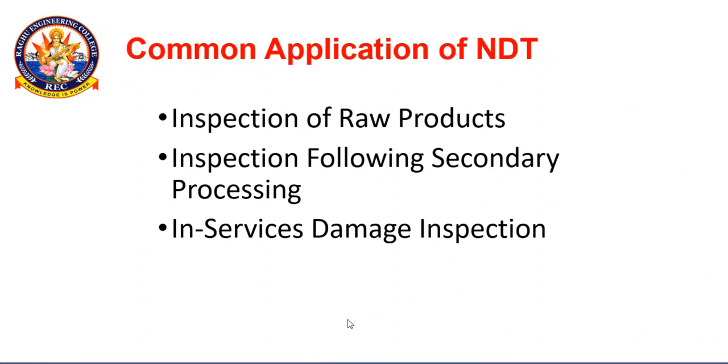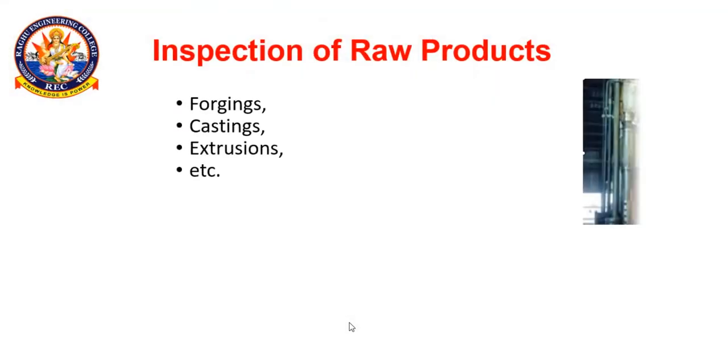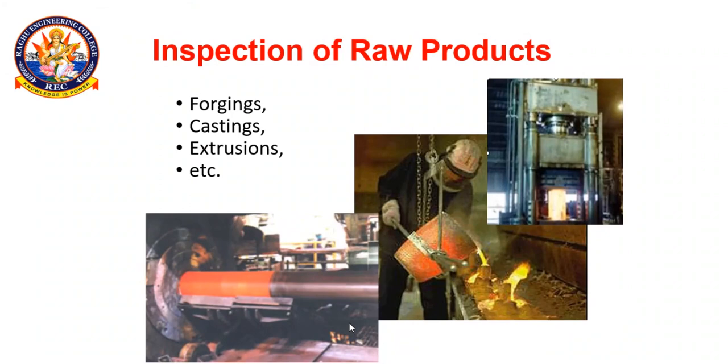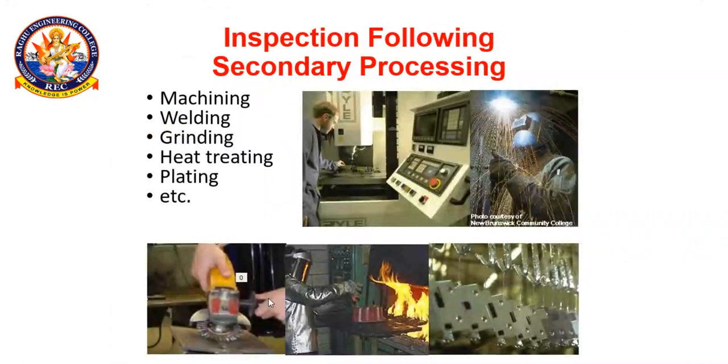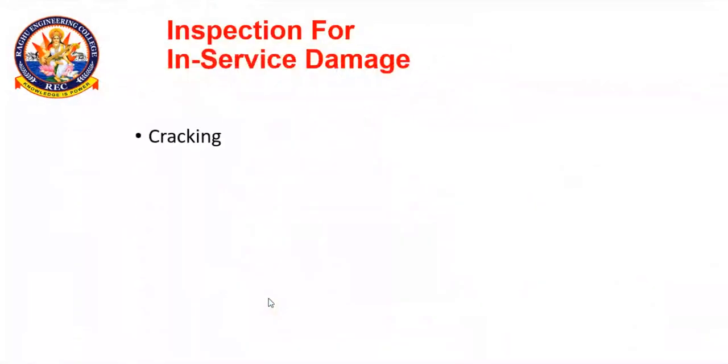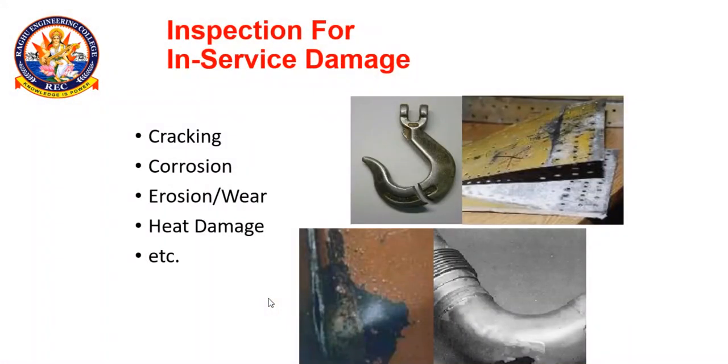So, for common applications: inspections of raw materials and inspections of secondary processing equipment. What are the secondary processing surfaces? The primary raw materials are forgings, castings, extrusions. These all come under the primary manufacturing process. And the secondary manufacturing processes are machining, welding, grinding, heat treating, plating. These all come under the secondary manufacturing process. This NDT process is also used to find defects in the primary as well as the secondary manufacturing process. And in-service damage we can also identify through this process.